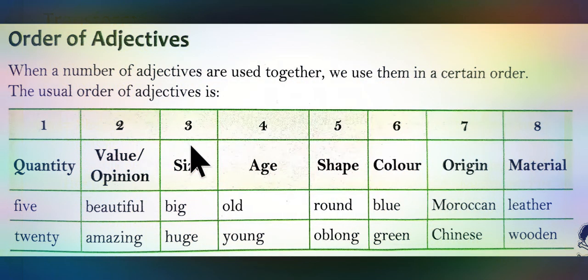And the last topic is order of adjectives. So when a number of adjectives are used together, we use them in a certain order, and the usual order of adjectives is first quantity, then opinion, then size, then age, then shape, then color, then origin, and then at last material.